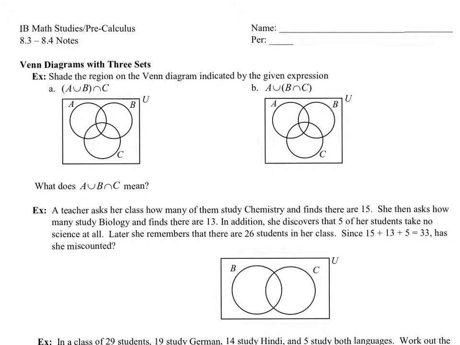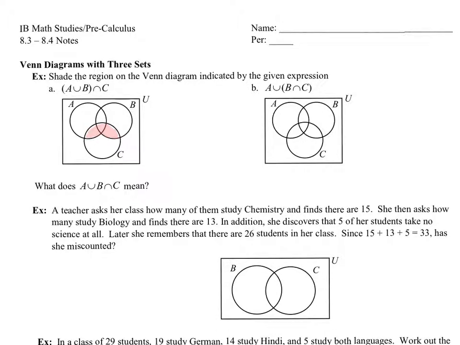Let's see, I think I'll grab a highlighter. So the area that we're going to shade would be this area right here. And that would be all of the elements that belong to the intersection of set C and the union of A and B. All right, and then let's take a look at example B, which now we're going to shade the union of A and all the elements that are in the intersection of B and C.